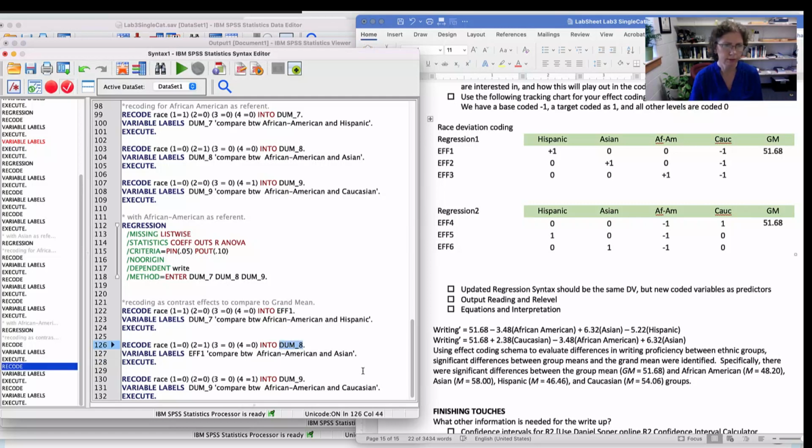Whoops, I went too far. See, I'm making a mistake. That's effect 2. This guy's effect 1. This guy's effect 2. This guy will be effect 3. Let's see what else I have to change. For effect 1, I'm comparing the grand mean, and Caucasian is going to be my base. It's not going to be in this regression. So Caucasian is always going to be -1.